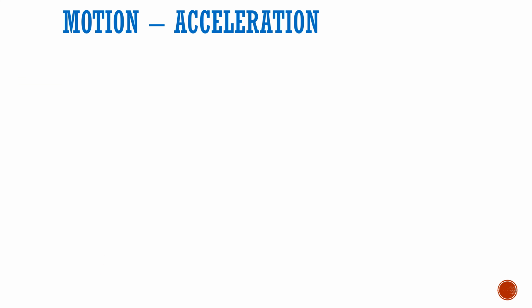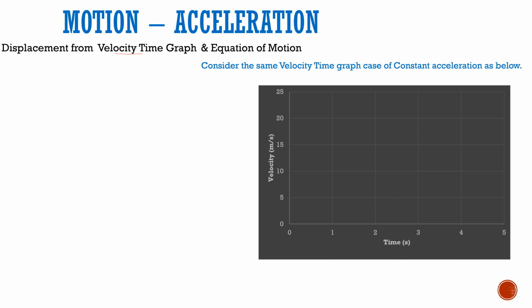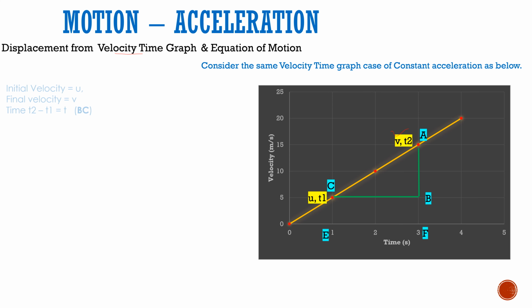So let us look at the same diagram in a slightly different way. We need to basically derive the displacement. We already know the velocity and we know the time. So when we plot the velocity time graph in a similar fashion as earlier, at the final time t2 the velocity is v, and at time t1 the initial velocity is u. Between this time frame, if you want to know the total displacement of the object, we need to find it out from the graph.